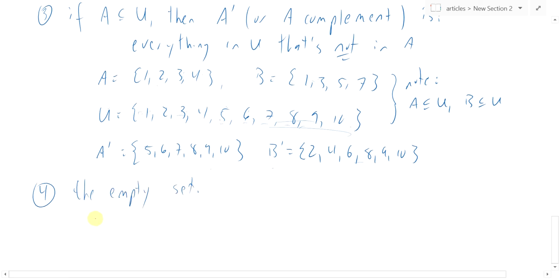So, what is A intersection A prime? Here's A prime, here's A. What's in both of them at the same time? Well, 1 is in A, but it's not in A prime. 2 is in A, but it's not in A prime. 3 is in A, but it's not in A prime. 4 is in A, it's not in A prime. There is nothing.